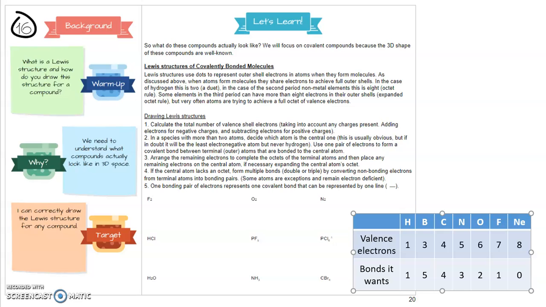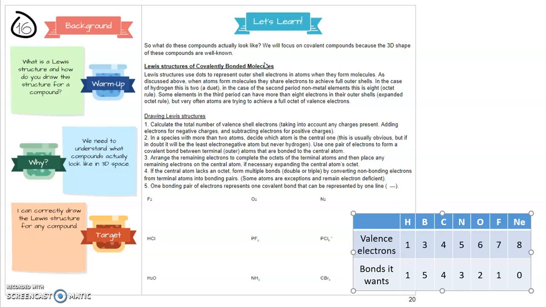Okay? So in the middle column here, or I should say the right on this paper, we're going to be talking about what these actually look like in 3D space. So far we only talked about the molecules in terms of writing out their formulas, but we need to talk about what shape they actually are and what they look like in 3D.